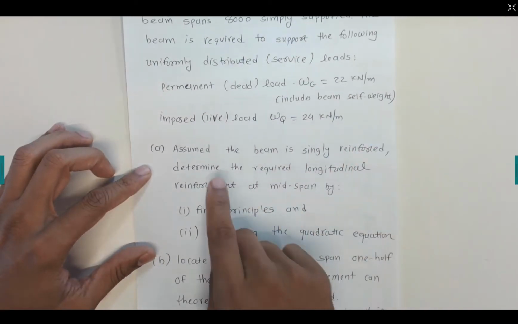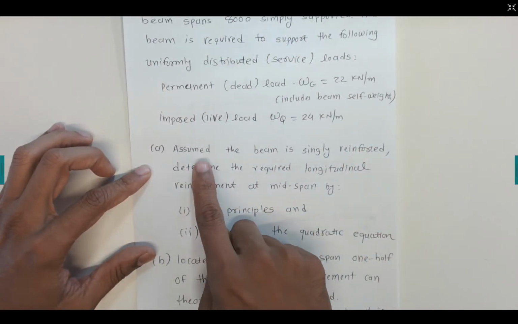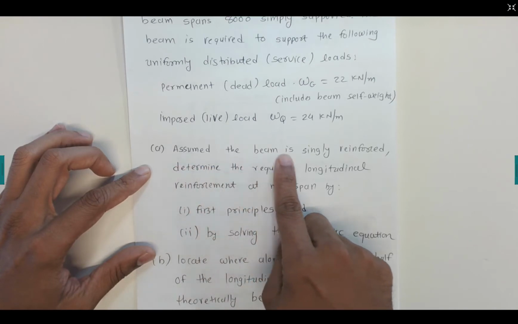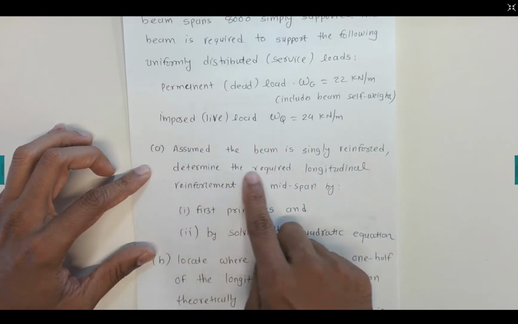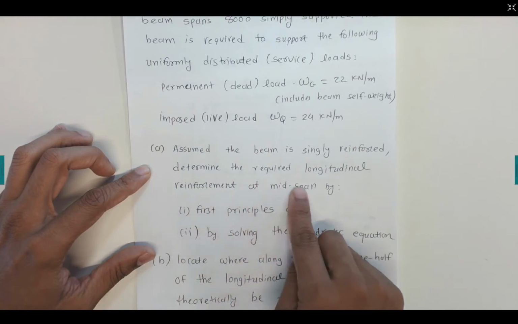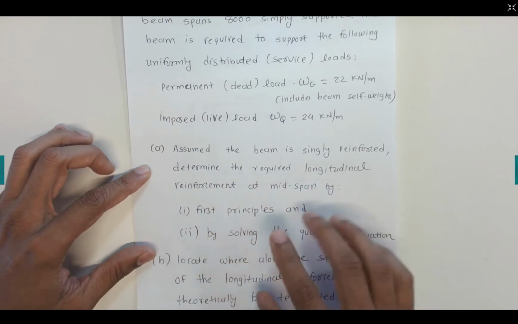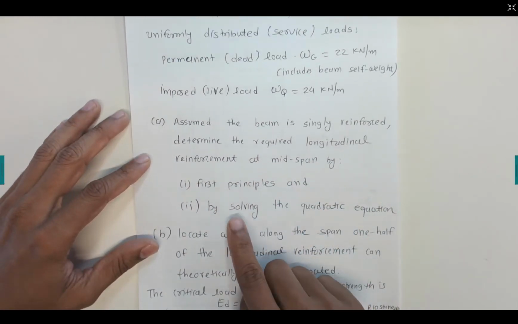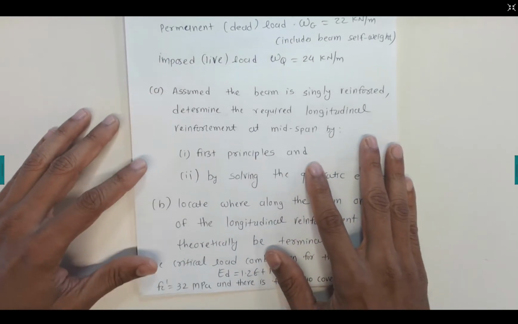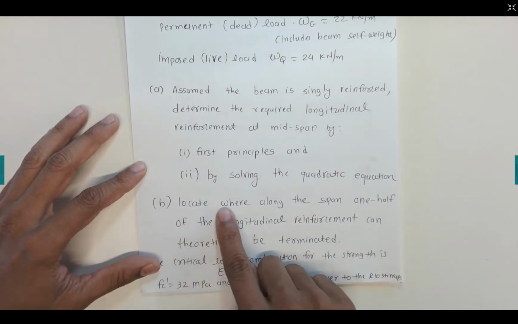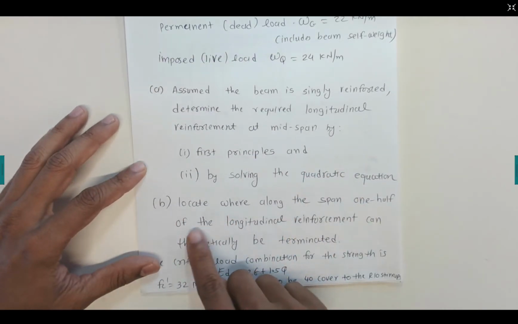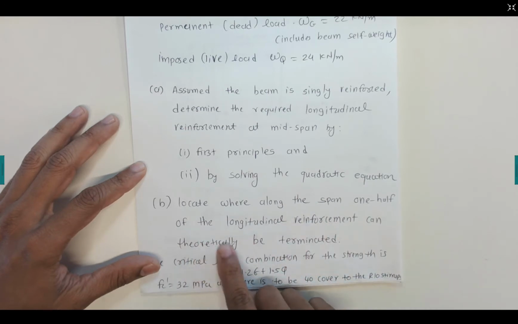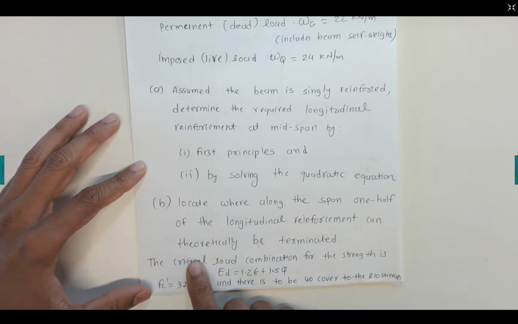Now the question is to find A. Assume the beam is singly reinforced, determining the required longitudinal reinforcement at the midspan by first principles, or by solving the quadratic equations. B question is to locate where along the span one half of the longitudinal reinforcement can theoretically be terminated.